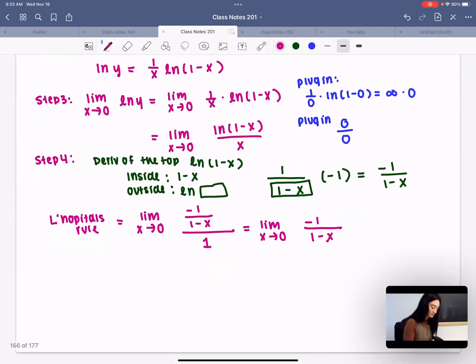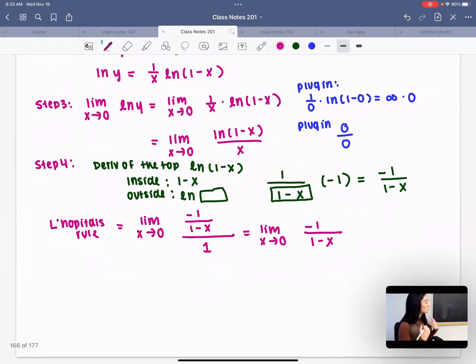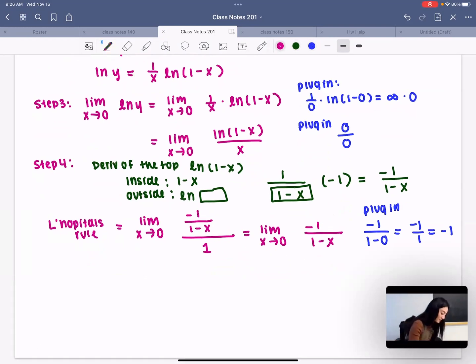All right. Once we're here, we can definitely plug in and figure out what we have to do. So plugging in, I'm going to plug in -1 over 1 minus 0. And that looks like it's -1 over 1 or just -1. Okay, so I found my limit. Is that my final answer? No, right? This is the limit as x goes to 0 of the natural log of y, right? Now let's go to step number 5.